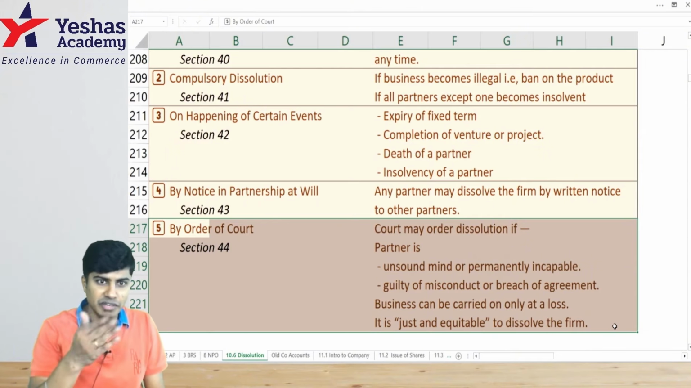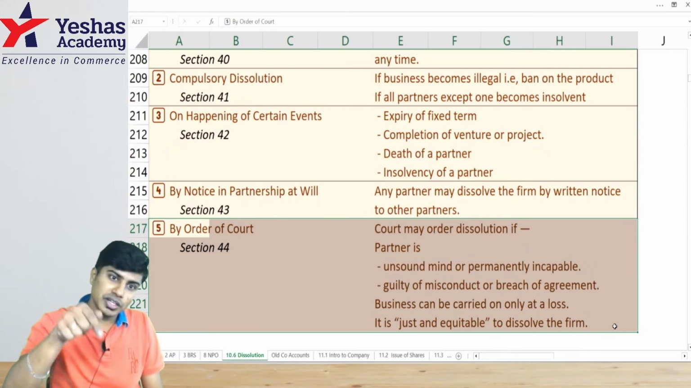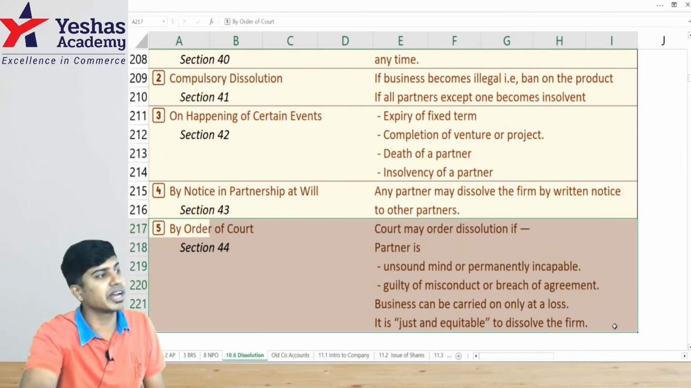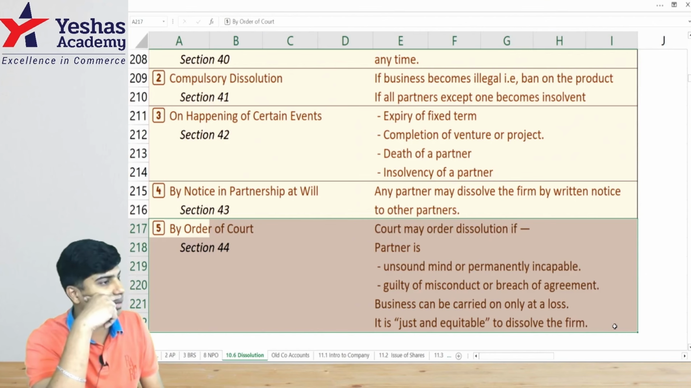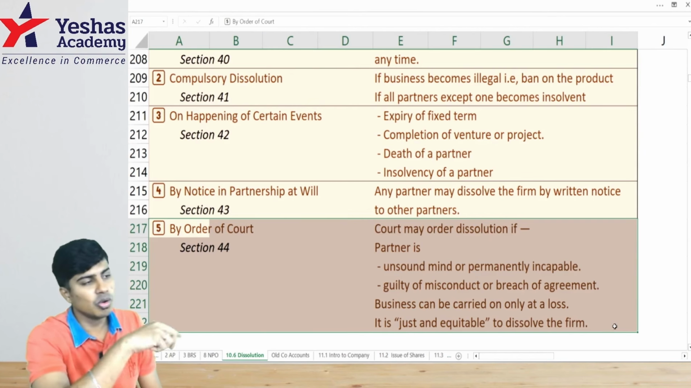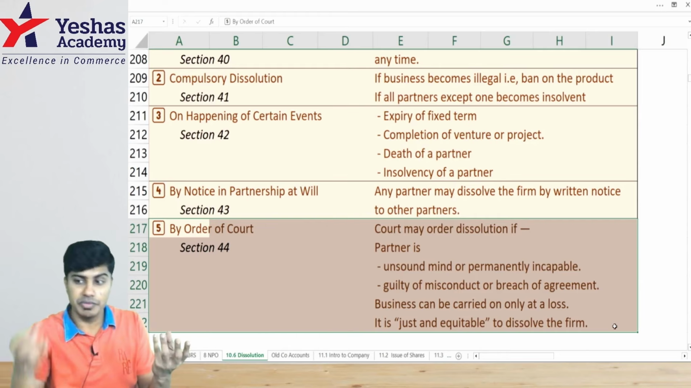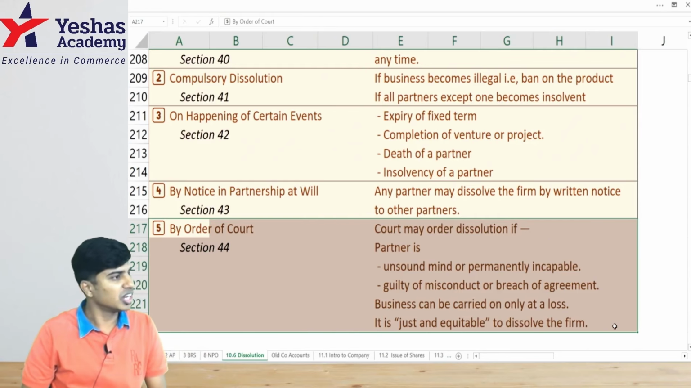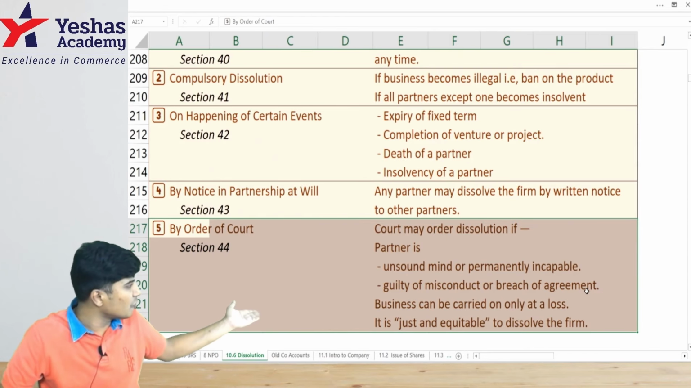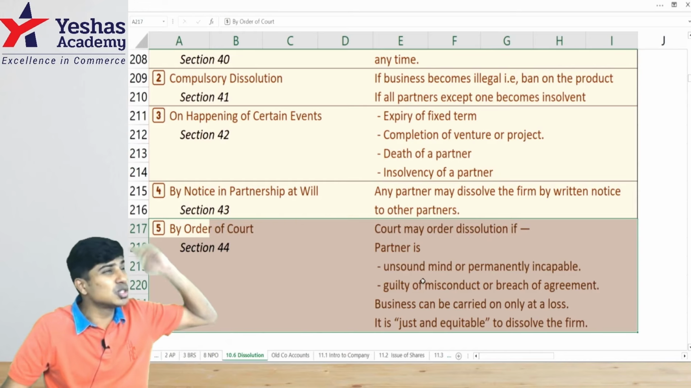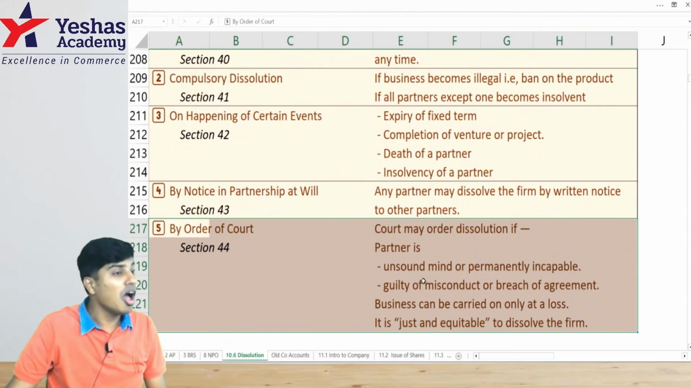Or one of them has done willful misconduct. Intentionally they have done some crime or breached the terms of the agreement. They've had a non-compete agreement. No one will compete with the firm. I'm a partner, and I have created one more sole proprietorship which is competing with the partnership firm. That's against the agreement, no?